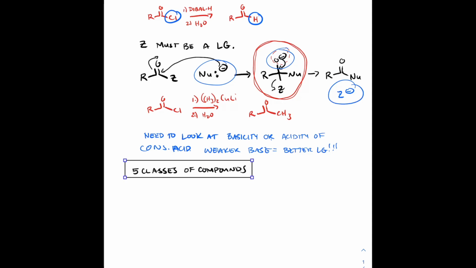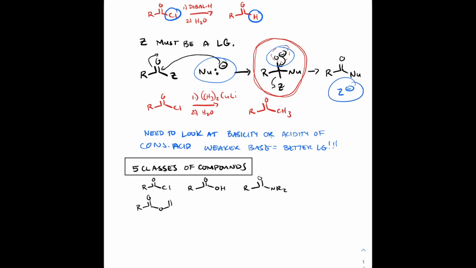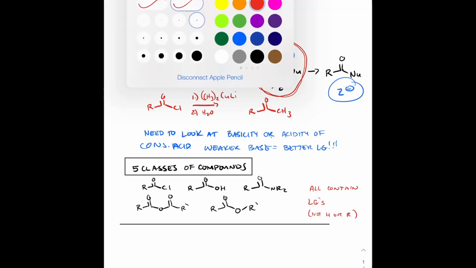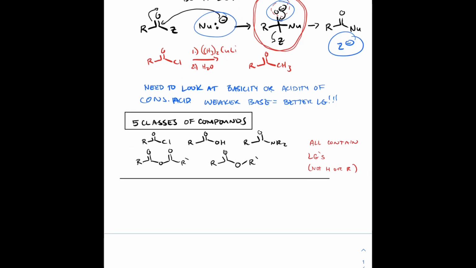So we can break this down into 5 different classes of compounds. We've got our acid chloride, we've got our carboxylic acid, we have our amide, we have anhydride, and we also have esters. Now that's in no particular order, but I would like to put them in a logical order for you. One thing we need to note is that all of these guys have leaving groups. So they're pretty much just not hydrogen or carbon containing groups.